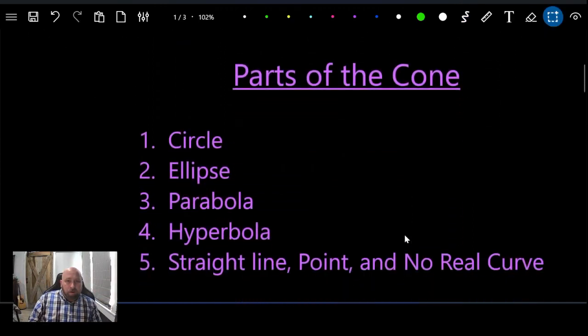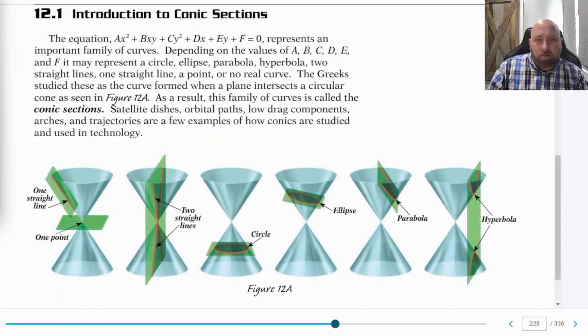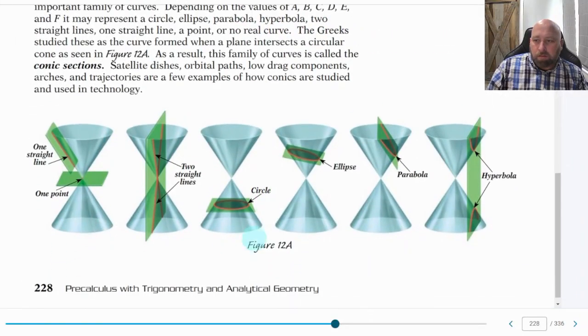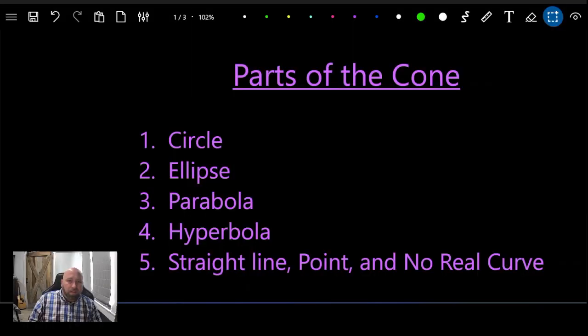So here are some parts of the cone. We have a circle, and if you look in your book, I'll toggle back and forth between the two. This right here is the circle part of the conic. This is the circle conic section. Here's the ellipse, here's the parabola, and here's the hyperbola. We can see the parts of the cone: the circle, the ellipse, the parabola, the hyperbola.